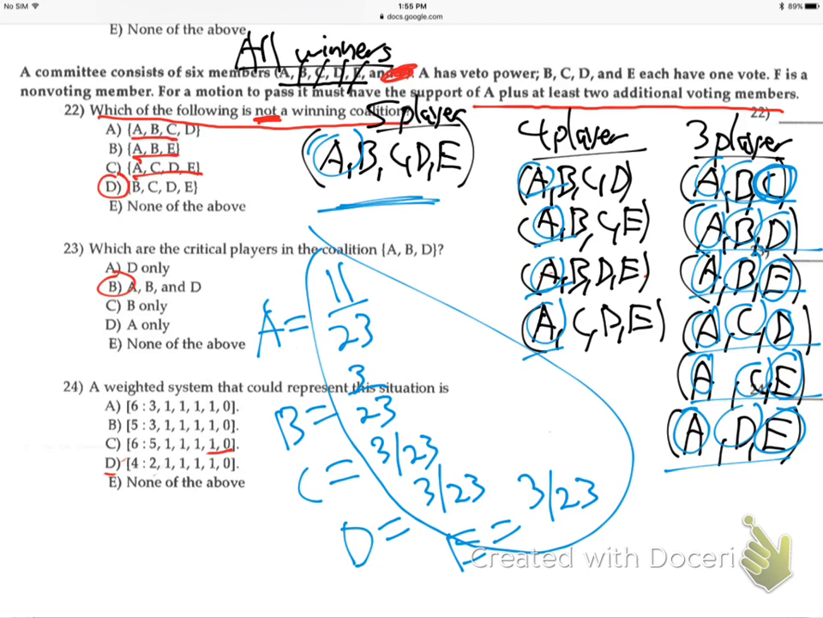See how I double checked I didn't make any mistakes? If you have this at 3 plus 3 plus 3 plus 3 plus 11, it makes 23. 23, 23. I didn't miss any. It's all there. So there's the power. And I don't know if they want percentages or fractions or what.